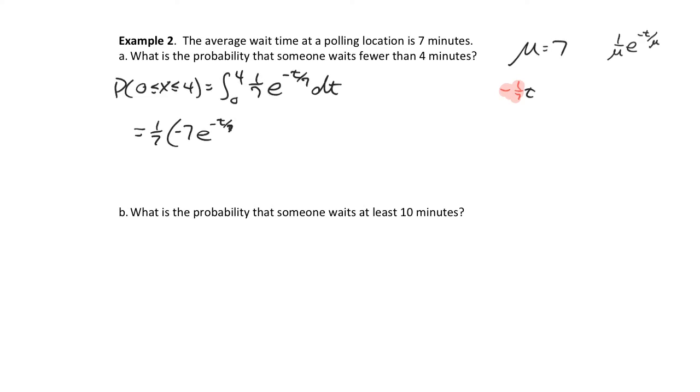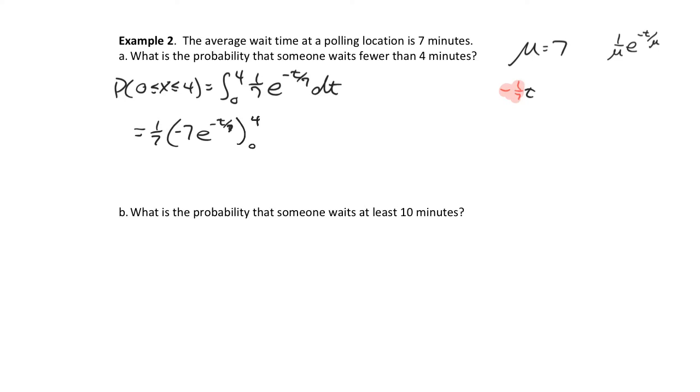Now let's check ourselves as we do this. If I take the derivative of this expression inside the parentheses, it would be negative 7 multiplied by the derivative of e to anything, which is the exact same thing, multiplied by the derivative of the exponent. Well, the exponent is negative 1/7 t, so the derivative would be negative 1/7. The negative 7 would cancel with the negative 1/7. So this is the correct antiderivative. We're going to evaluate this between 0 and 4.